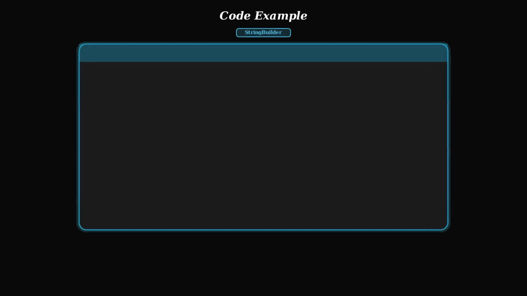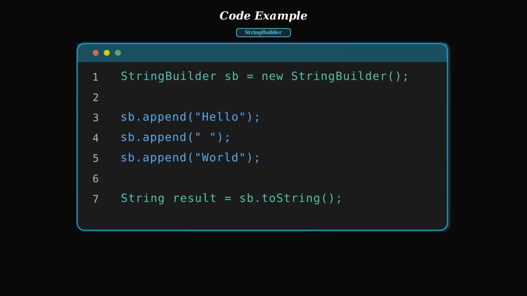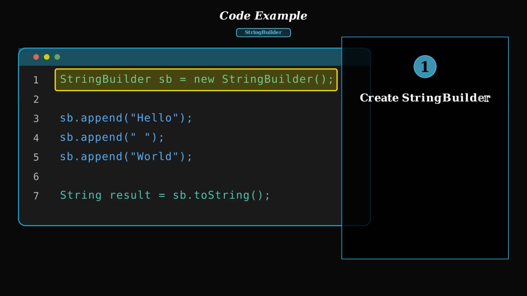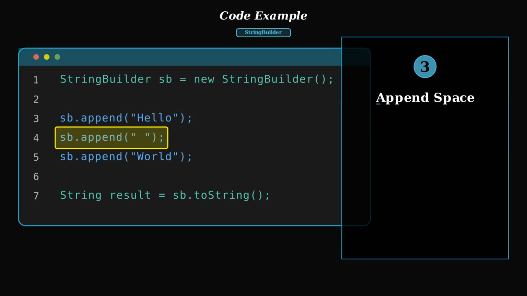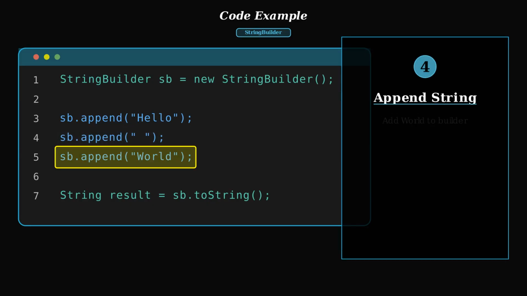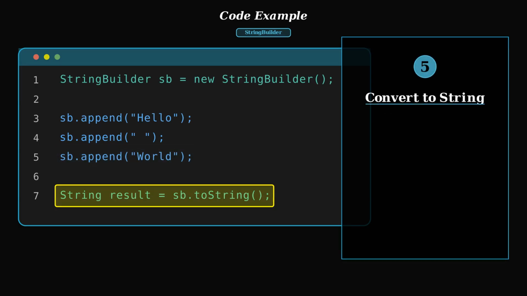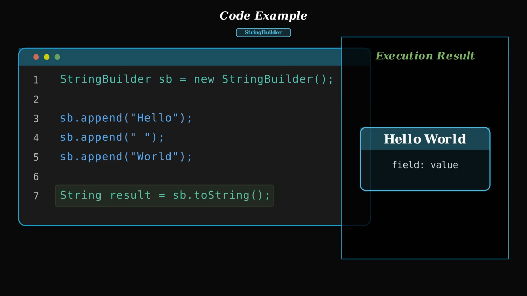Let's see how to implement StringBuilder in code. Here is the implementation. Create StringBuilder. Initialize empty builder. Append string. Add hello to builder. Append space. Add space character. Append string. Add world to builder. Convert to string. Get final string. Now let's see the output of this code.